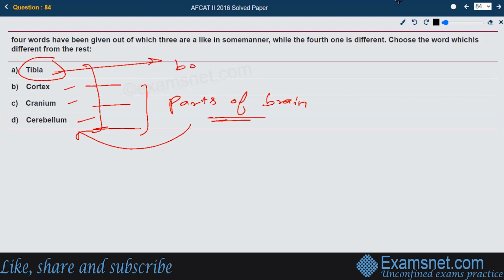Tibia is nothing but the bone of the leg, beneath the knee. Beneath the knee, the two bones of the legs are called tibia. So this is different. Others are part of the human brain. So our right answer is option A. That seems to be the odd one out.